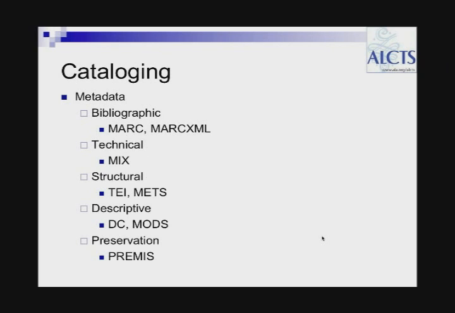Technical metadata, I've given you an example of MIX. MIX is all about technical metadata for the files for images. So it's technical metadata for images. Structural metadata, something like TEI or METS. TEI is the Text Encoding Initiative, and METS itself is actually a package. So it's purely structural in nature. It's a package that allows you to put multiple types of metadata inside of one large wrapper.